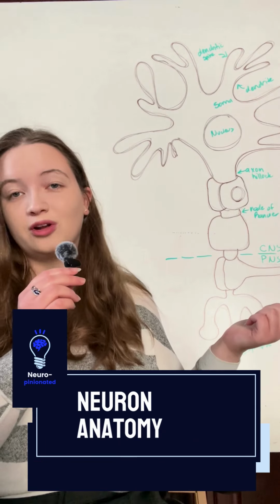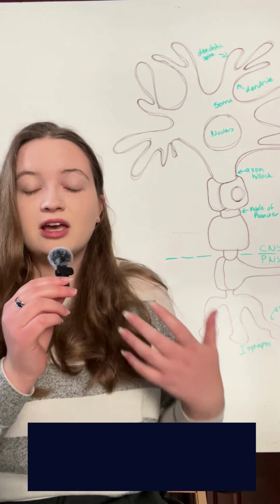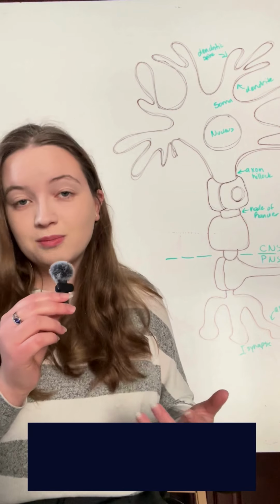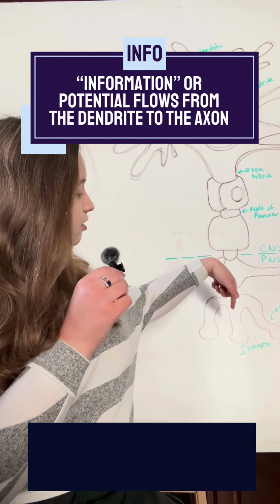Today's topic is neuronal anatomy. We'll start with the directional flow of information. Now, unless it is manipulated in a lab environment or for other few exceptions that I will not be getting into today, information flows from the dendrites up here to the axons out here.